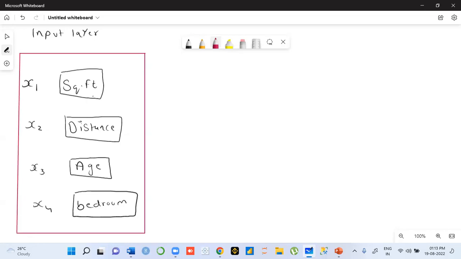What I explained, we have 3 layers: input layer, hidden layer, output layer. I'll come back to the hidden layer later. Now I'll go to the output layer first. Okay, understand the logic, guys?